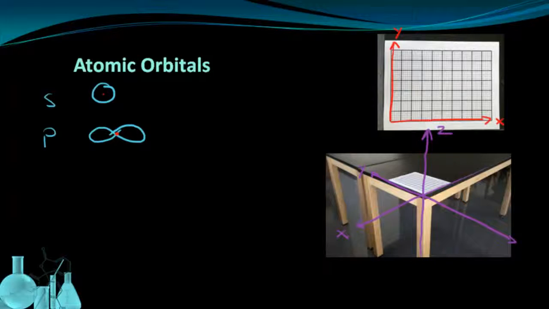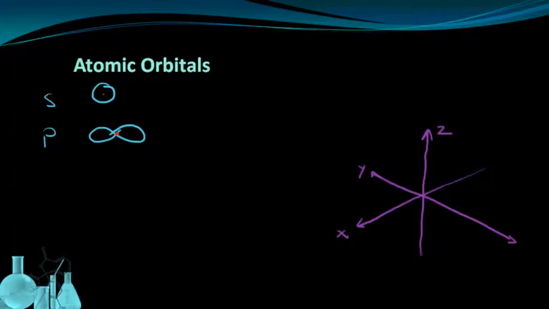Now let's see if we can map some of these S and P orbital shapes onto this 3-dimensional system we just sketched out. We're going to place the nucleus in the center of these 3 axes, and therefore when we put in our S orbital, it should be centered around that. Here's our S-shaped orbital. It's a sphere centered around the nucleus.